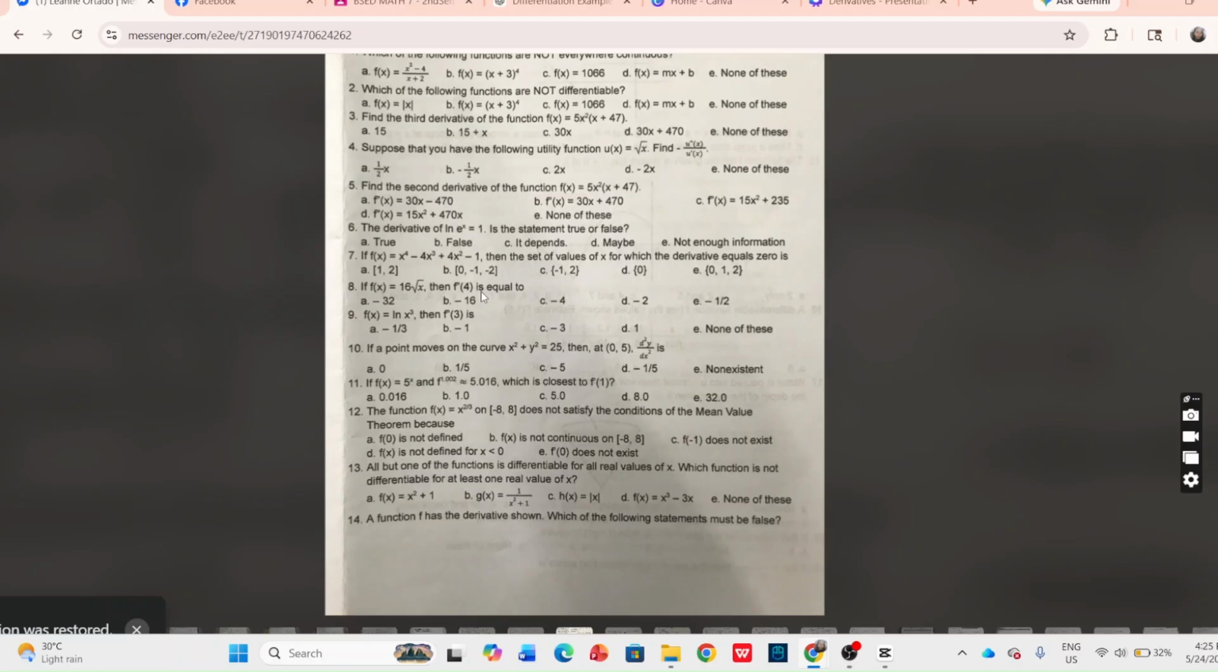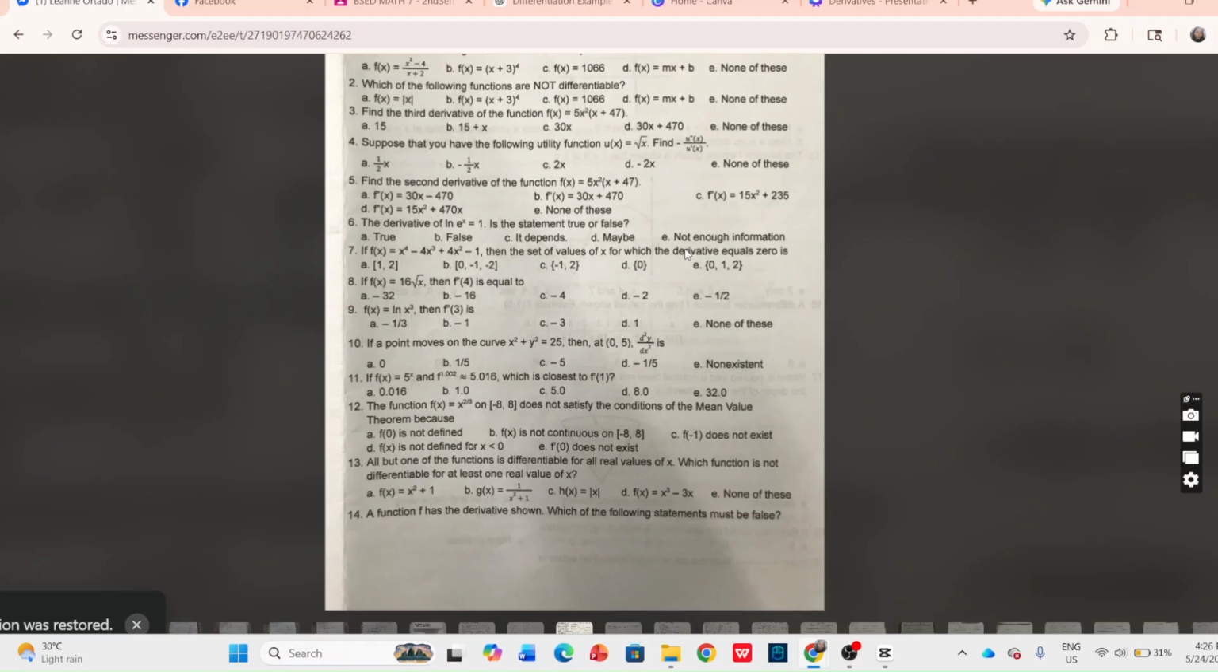Number 7. If f of x equals x to the fourth minus 4x cubed plus 4x squared minus 1, then the set of values of x for which the derivative equals 0 is. So the very first thing that we need to do is differentiate the given function, which is 4x cubed minus 12x squared plus 8x, and then we will factor them all together, which is now 4x times the quantity of x squared minus 3x plus 2, and then factor out the inner one, the x squared minus 3x plus 2, which is x minus 1 and x minus 2.